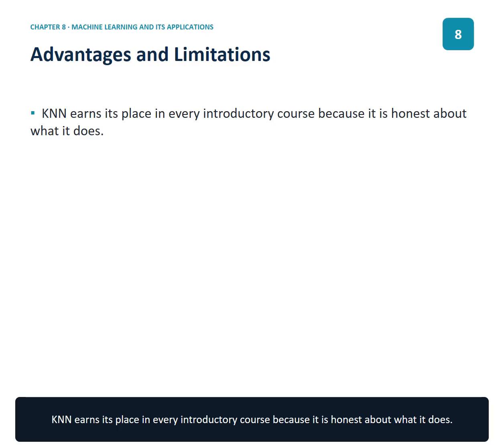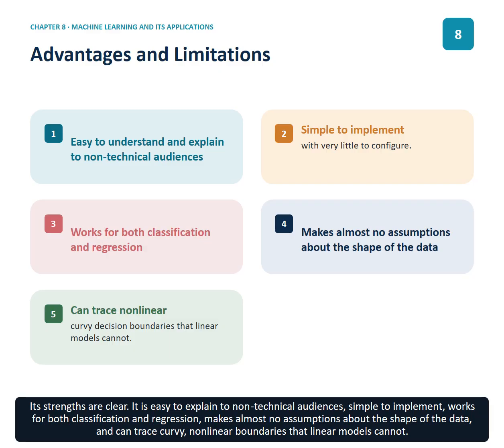KNN earns its place in every introductory course because it is honest about what it does. Its strengths are clear. It is easy to explain to non-technical audiences, simple to implement, works for both classification and regression, makes almost no assumptions about the shape of the data, and can trace curvy, nonlinear boundaries that linear models cannot.